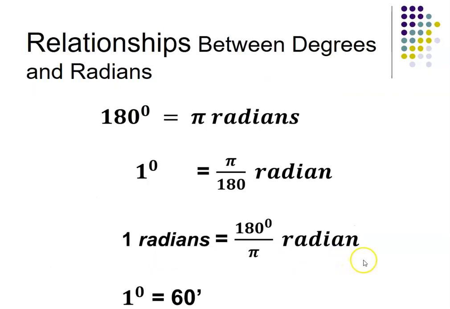Let's study the conversion between degrees and radians. To convert from degrees into radians, you multiply by pi over 180. If you are going to convert radians into degrees, you multiply by 180 over pi. And in every degree, there are 60 minutes.